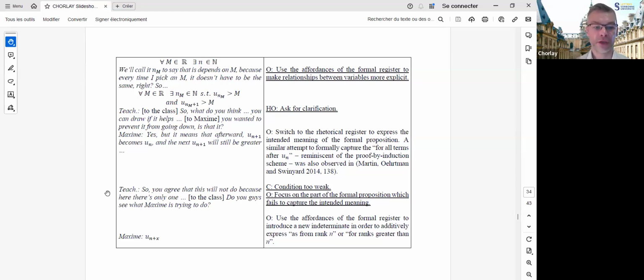So of course, the teacher does not agree. So you agree that it will not do because there's only one, well, actually two, one n and the next one. Do you see what Maxime is trying to do? And then Maxime, since it's written in a formal setting, now you can tinker with this syntactic expression, and the same student suggests replacing u_{n+1} by u_{n+x}.